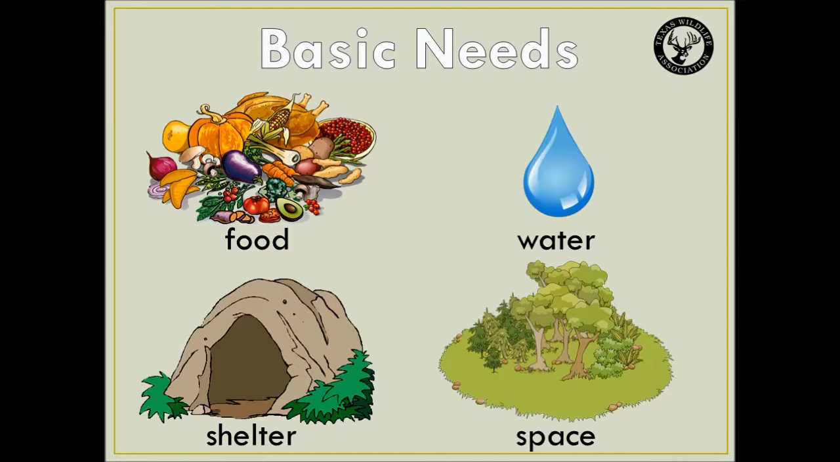Today, we are going to focus on the basic need of food by learning about food chains and how energy flows from producers to consumers and decomposers. We will also investigate what may happen if a link in the food chain is broken.